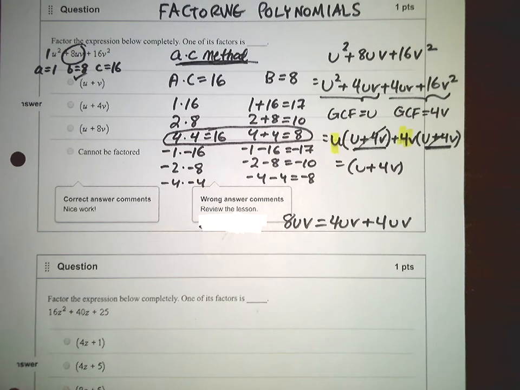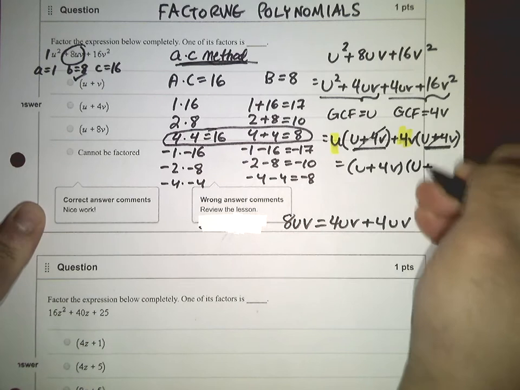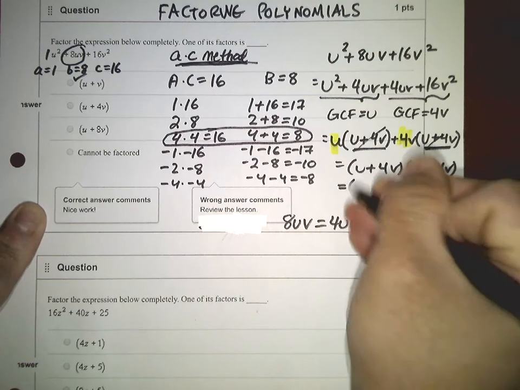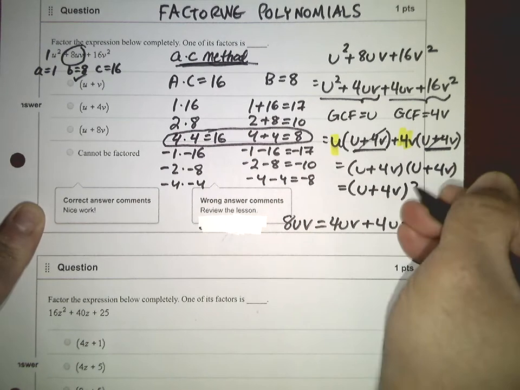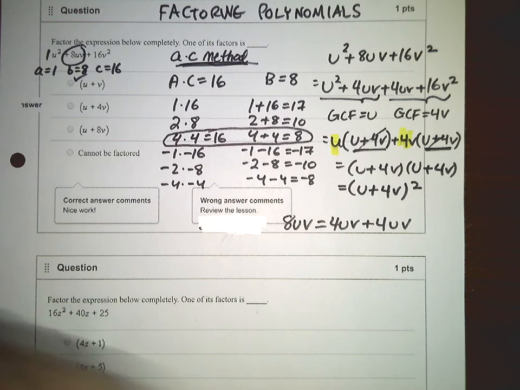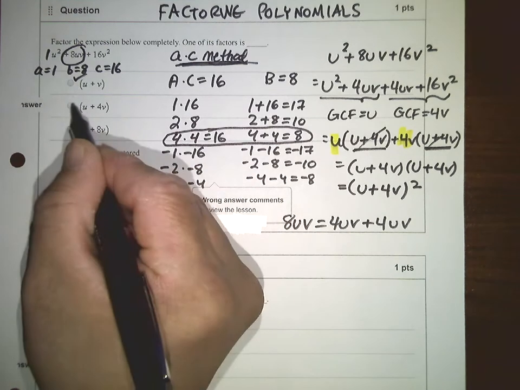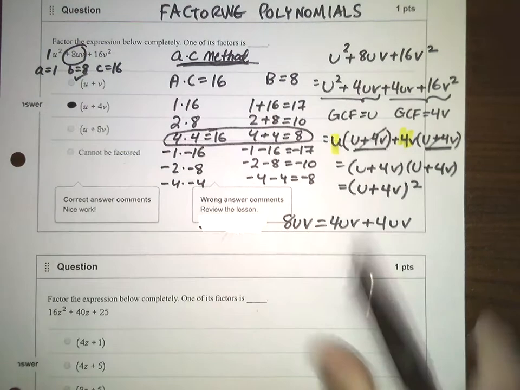So it's u plus 4v times u plus 4v again, and I could write that as u plus 4v squared if I would like to. But in either case, u plus 4v is one of the factors.